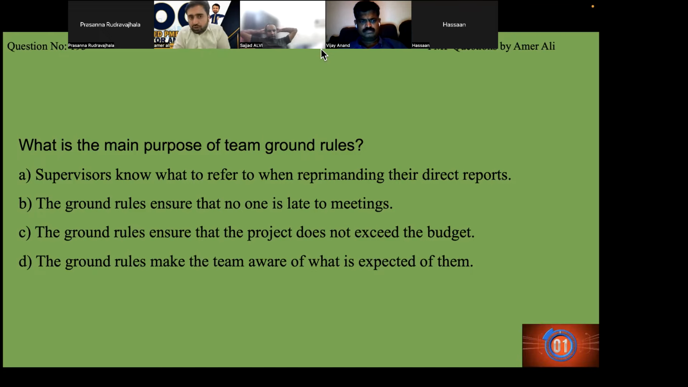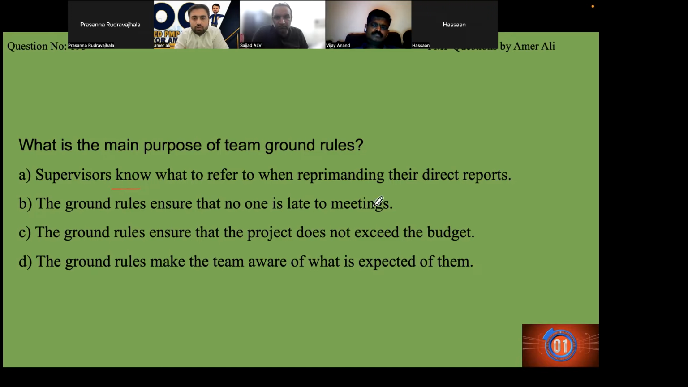What is the main purpose of ground rules? Ground rules are basically there so that we don't make any problem, like we don't violate the thing. For example, at the start of the class, I said, raise your hand. That's one of the ground rules so that we can follow a disciplined and systematic approach. Supervisors know what to refer to when, okay.